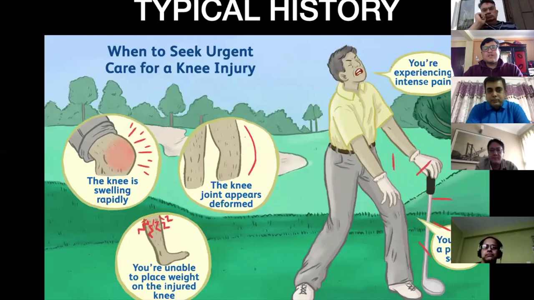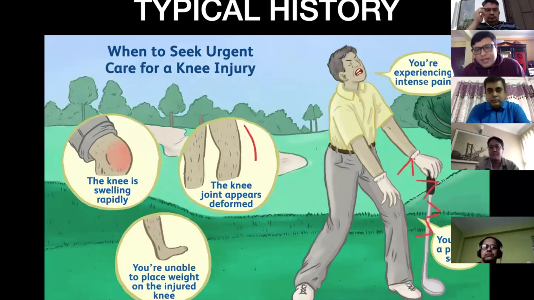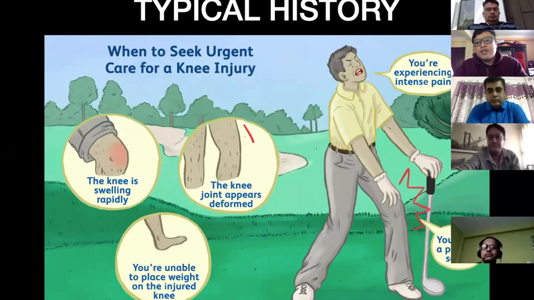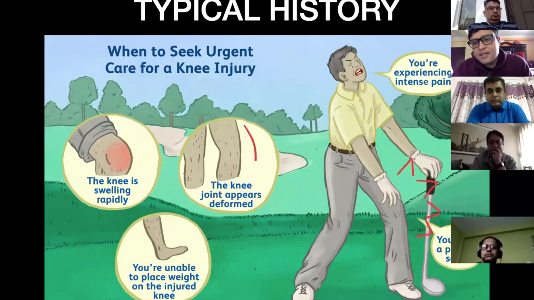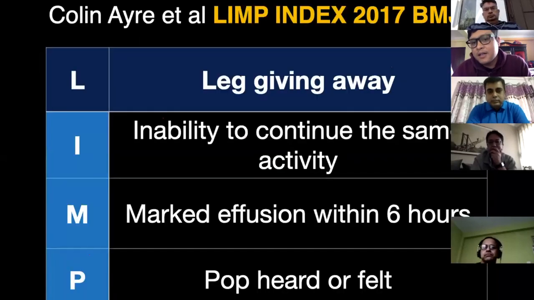Absolutely, sir. As Navin sir has mentioned, the LIMP index: L stands for leg giving way, I for immediate swelling, M for massive inability to continue activity, M for massive swelling, and P for pop-out. These are not new things. These are very old things described in literature as typical history. But Colin Iyer et al. in 2017 summarized them in an acronym called LIMP index. According to them, if 2 out of 4 LIMP index features are positive, then there is a high probability that the patient has ACL injury. This has been discussed in the last class, so I'm going fast in this LIMP index.